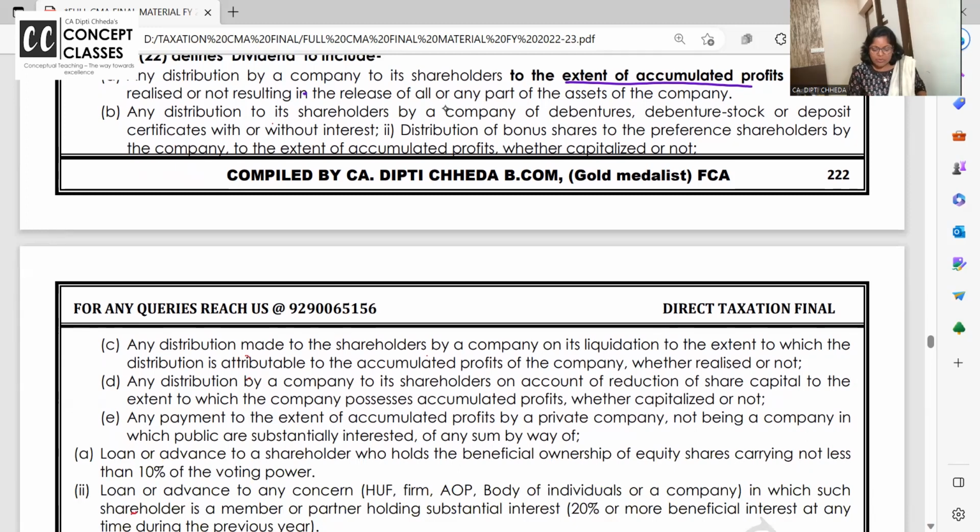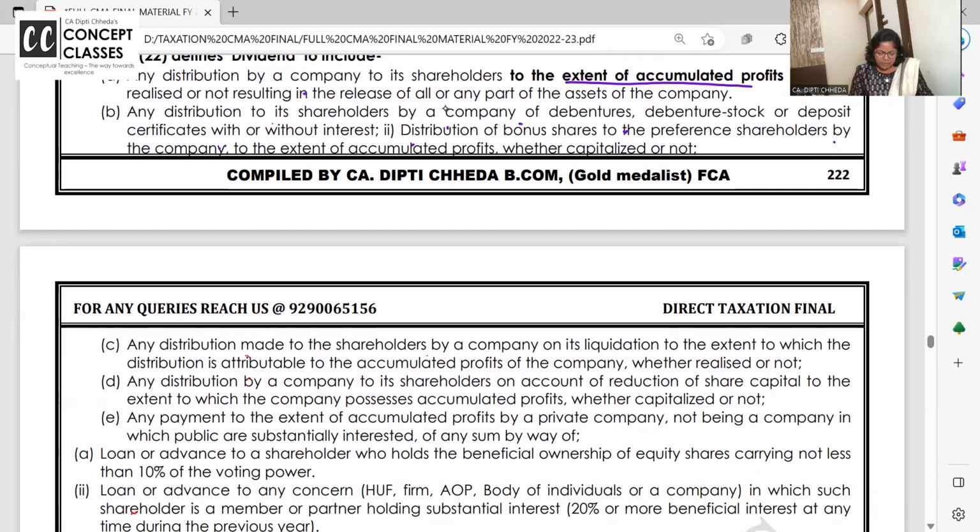Any distribution to its shareholders by company of the debenture stock or deposit with or without interest. Okay. So accumulated profit, rather than giving directly to shareholders, you are giving them debentures. समझ में आ रहा है? Shareholder, your accumulated profit is 14 rupees. Against 14 rupees, we are giving debentures. So that debenture is nothing but deemed dividend.